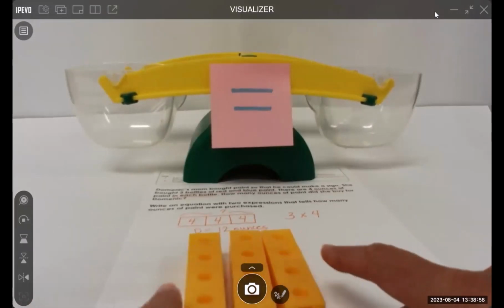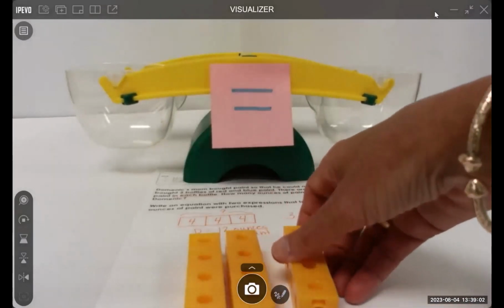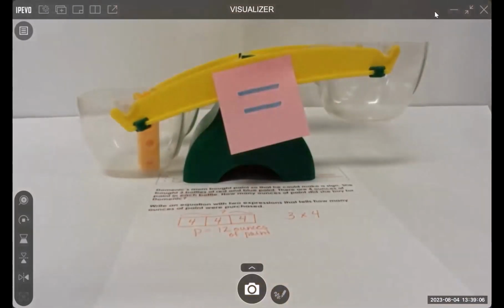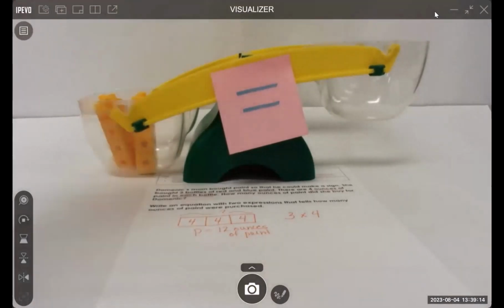Our objective here is to determine what expression is equivalent to 3 times 4. So I'm going to take my 3 equal groups of 4, and I'm going to place them on this side of the bucket balance. 1, 2, 3. There are my 3 groups of 4. It's in here. I know y'all see it.